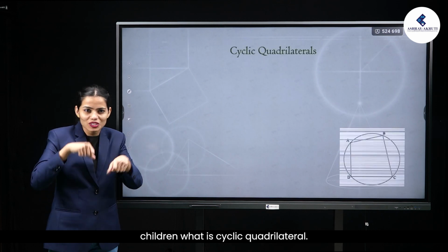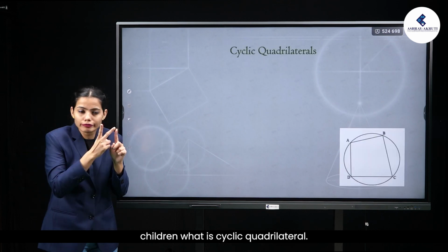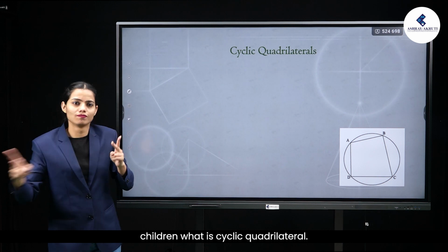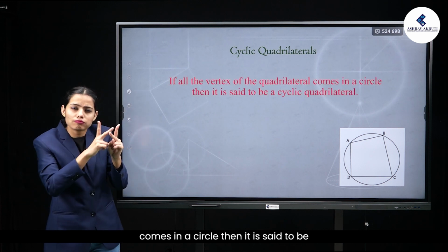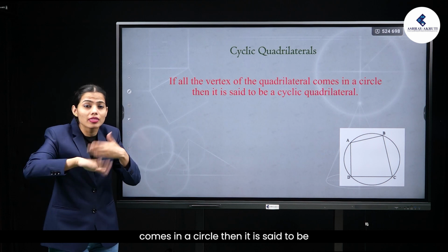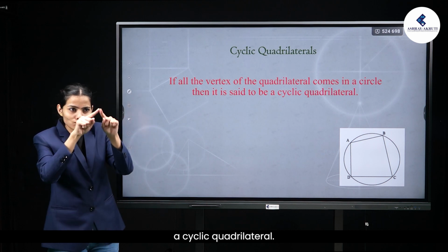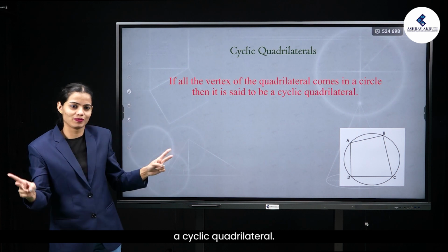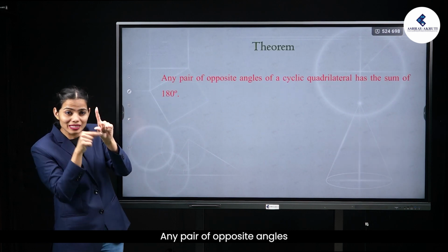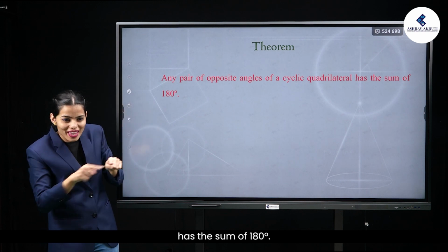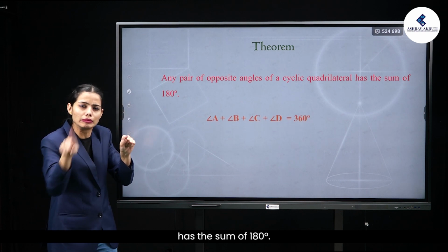Children, what is a cyclic quadrilateral? If all the vertices of the quadrilateral lie on a circle, then it is said to be a cyclic quadrilateral. Theorem. Any pair of opposite angles of a cyclic quadrilateral has the sum of 180 degrees.